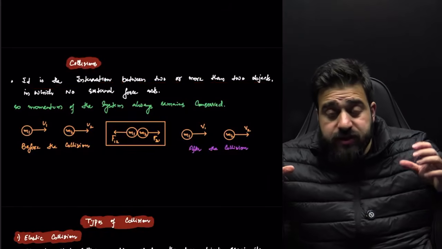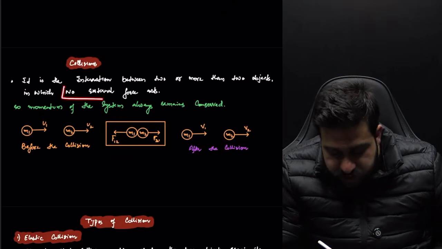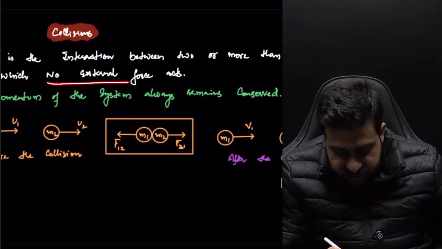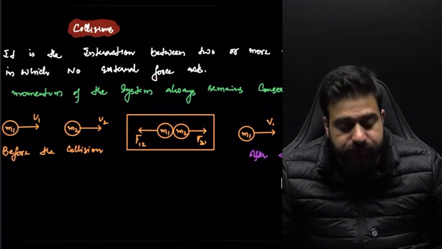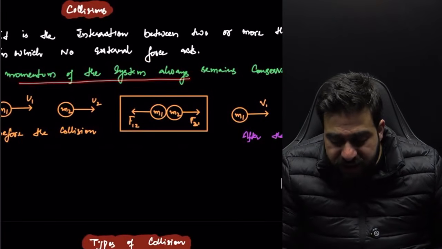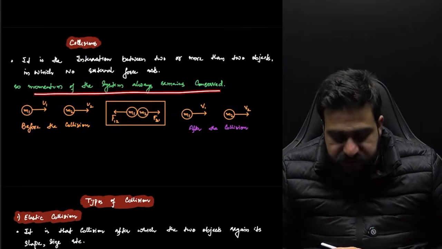What are collisions? Interaction between two or more objects in which the net external force is zero. This we have discussed recently. So the momentum of the system always remains conserved.